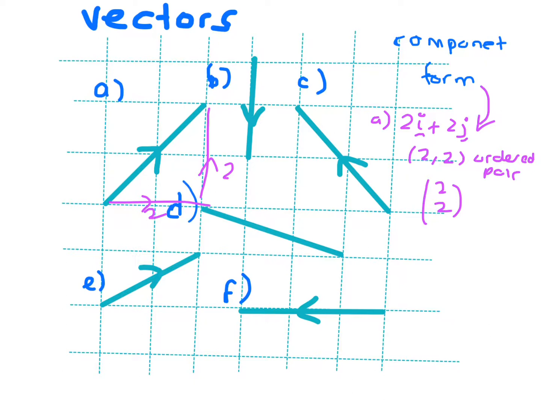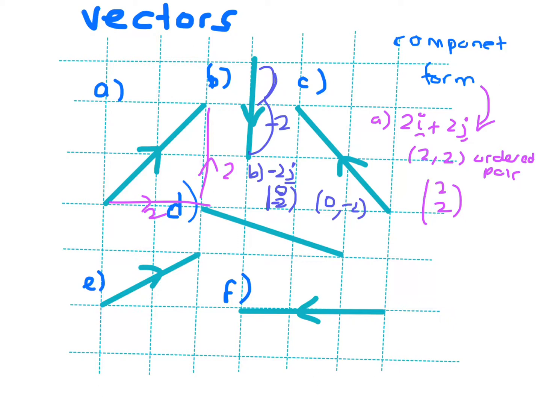Okay, let's look at the next one. Can you see that the y value is 2, and it's minus 2 because it's going down, but the x value is 0. So in component form, B would be 0 for the x, and it would be minus 2j, so it'll be (0, -2), or 0 minus 2.